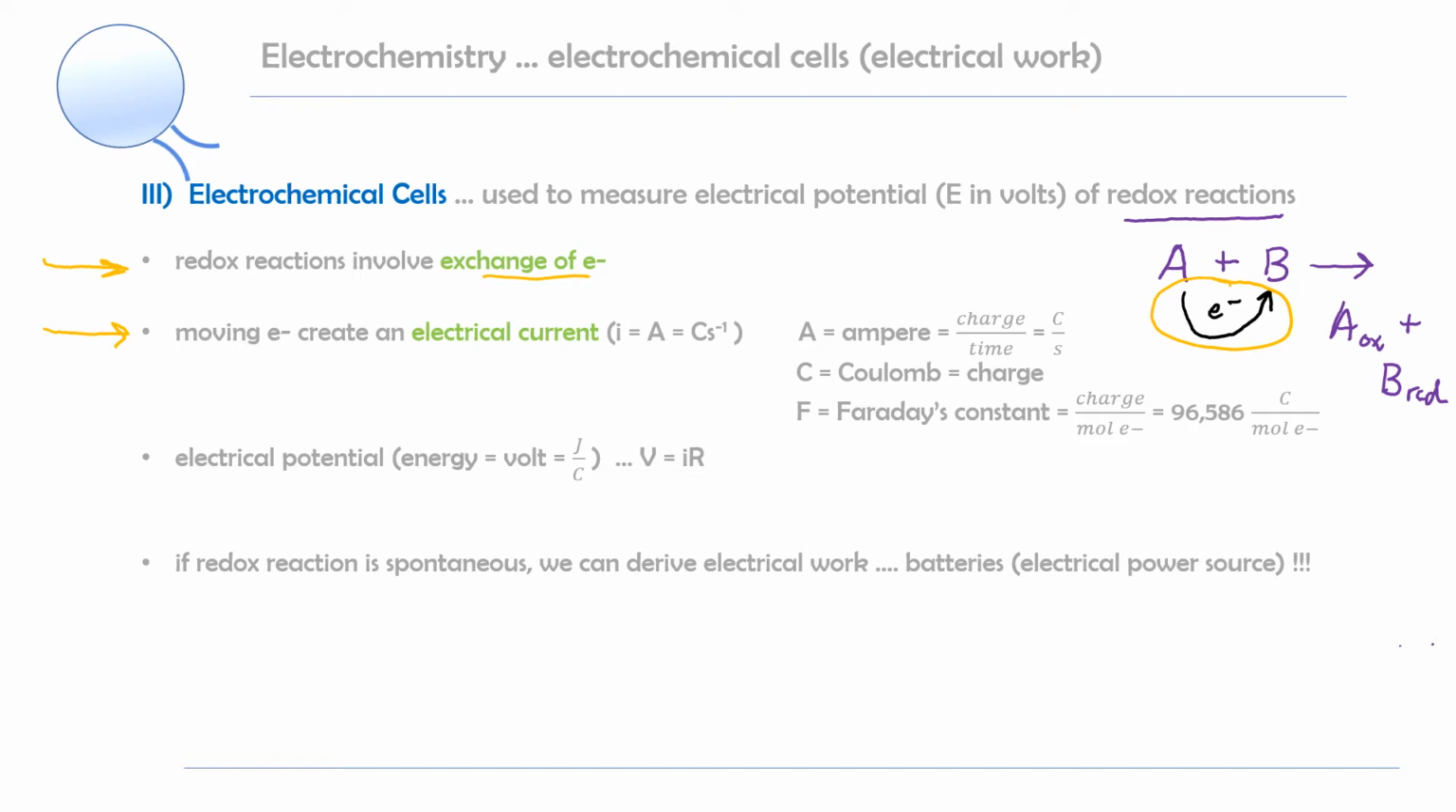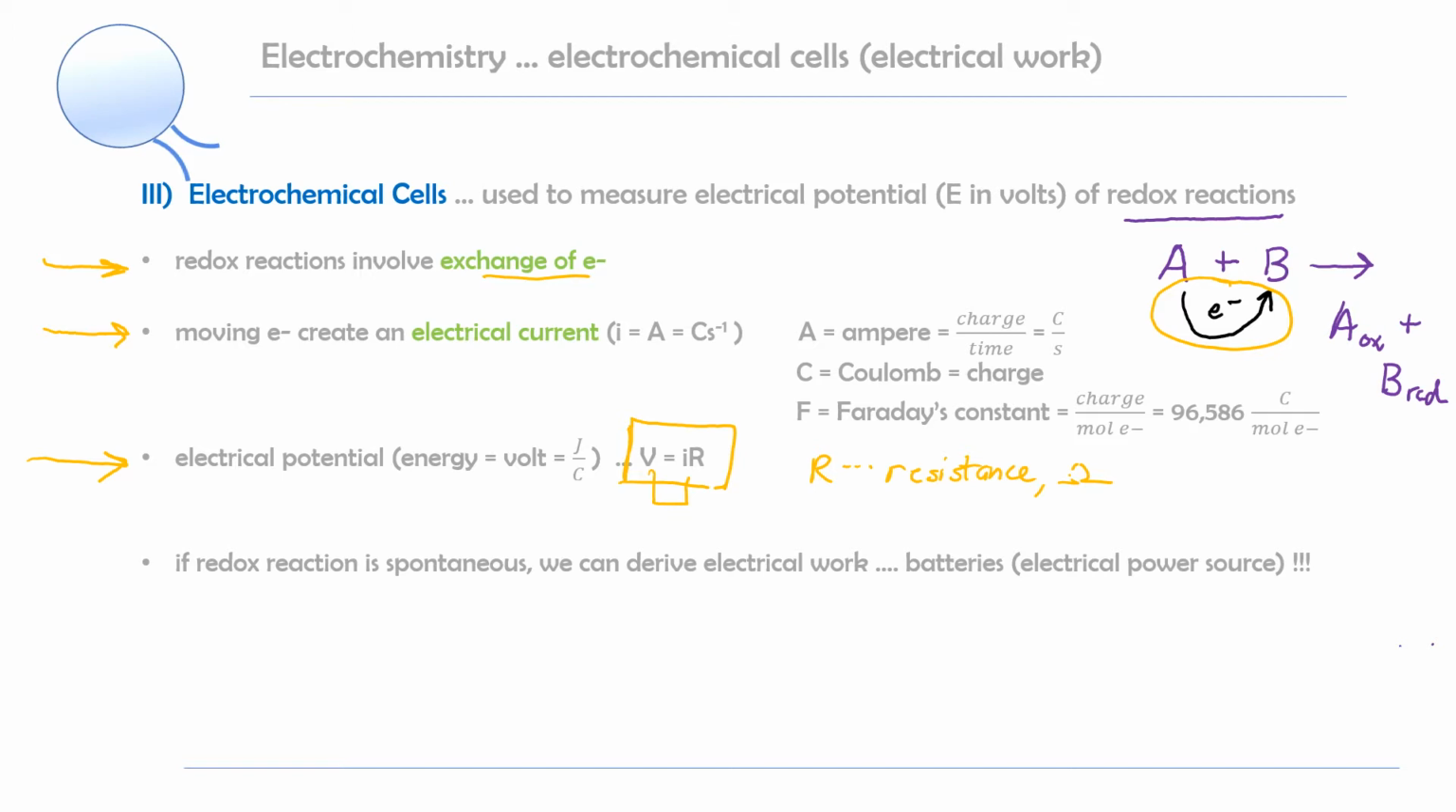So current and electrical potential are related. And if you've had physics, you've looked at Ohm's law. V is electrical potential measured in volts, and I is our current, and R is resistance, measured in units of ohms. But the important thing to recognize here is that volts and current are directly proportional.